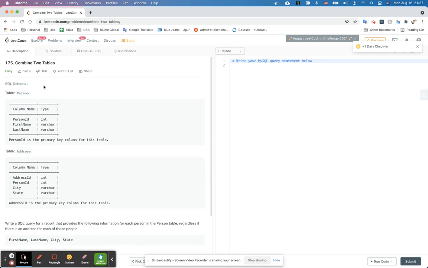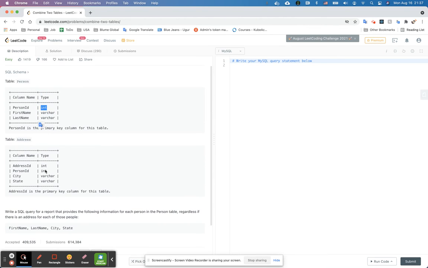Okay, the problem has some kind of SQL schema here. The first one is the Person table, right? The second one is the Address table. For the first table, we have three columns: person ID, first name, and last name. The first name and last name are varchar, which means there is string information inside. And the person ID here is the primary key, and its type is integer.